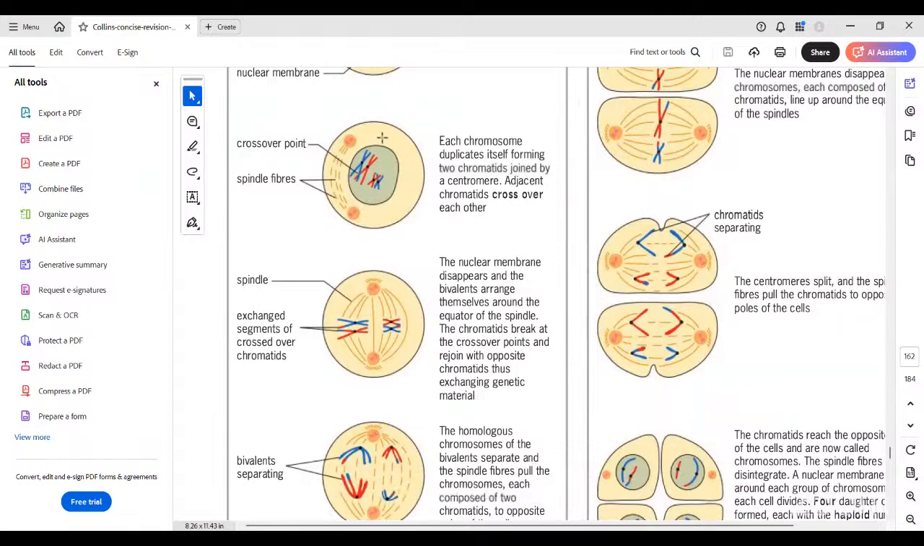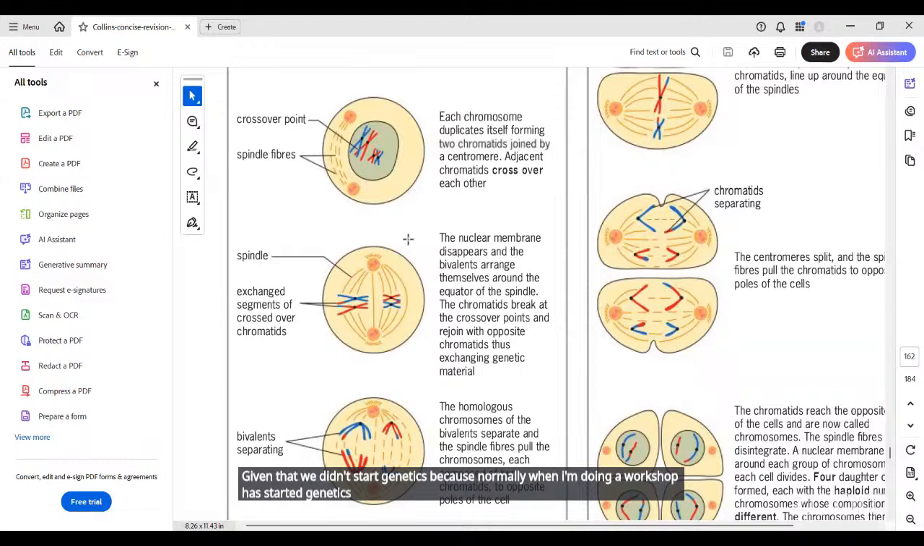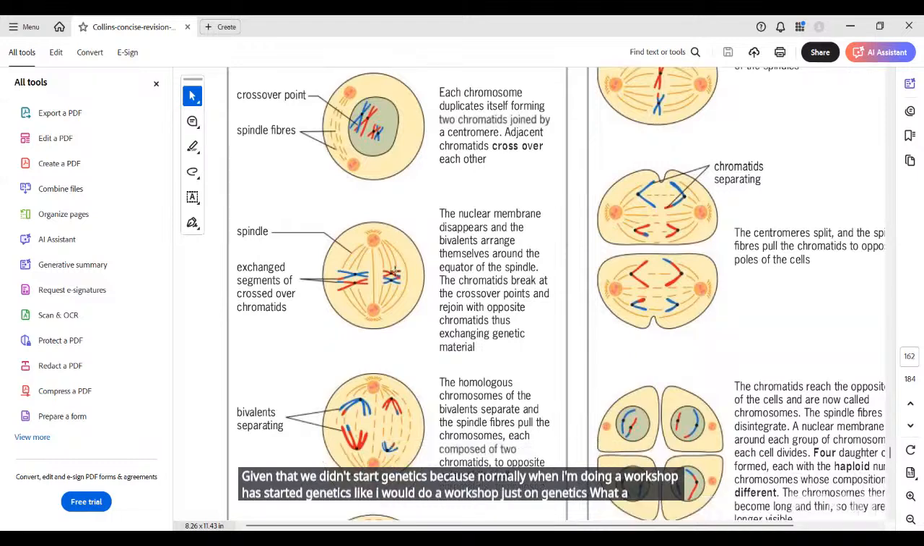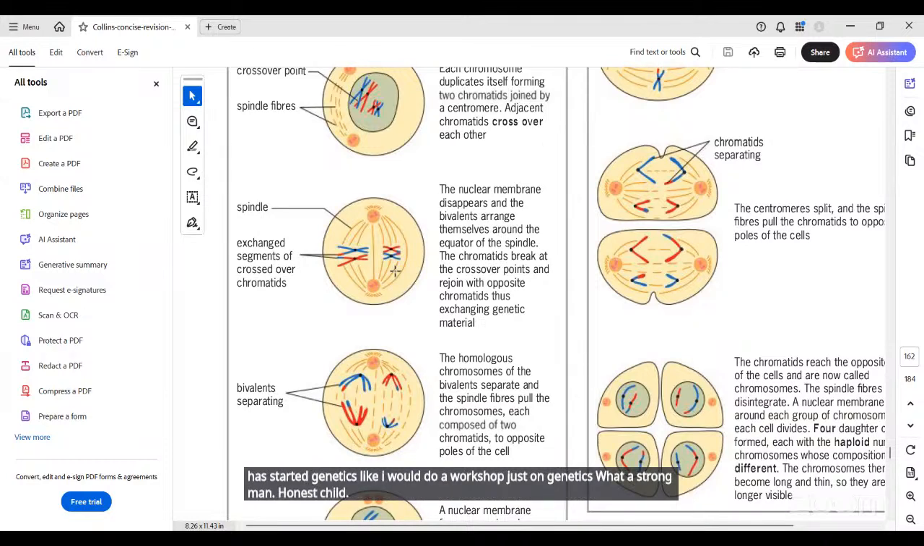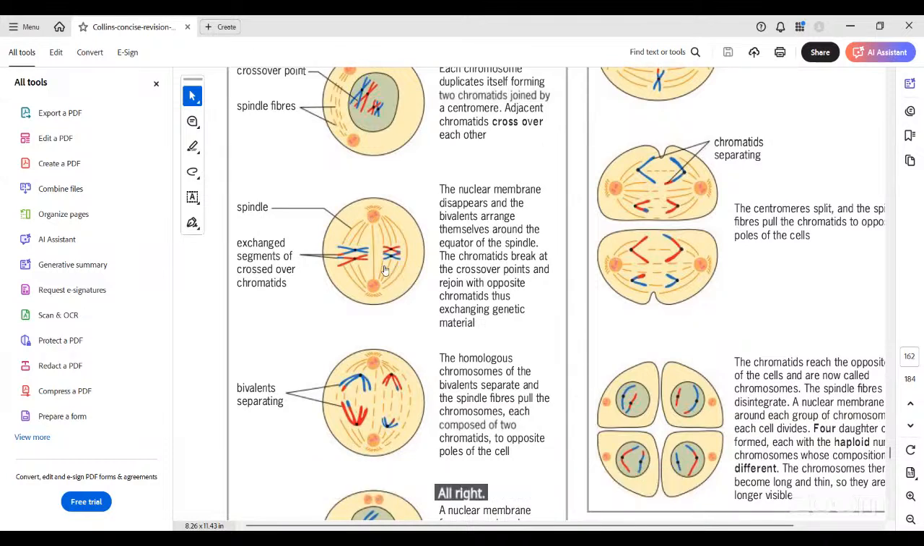Given that we didn't start with genetics, because normally when I'm doing a workshop, I start with genetics. I would do a workshop just on genetics. All right, so then we see where they are separated.